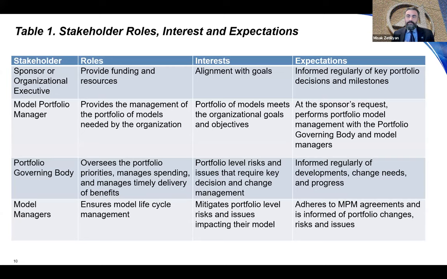Table 1 of the guide shows a few of the high-level stakeholder roles, interests, and expectations that would guide the potential communication needed. The list of the key stakeholders and stakeholder categories should be captured in a stakeholder engagement section of the MPM plan as depicted here, which may be part of the MPM plan in general or could be a separate standalone document. So to talk a little bit more about how the stakeholders fit into the big picture and the overall MPM lifecycle, and the details of each phase of that lifecycle is Jordan Howie.